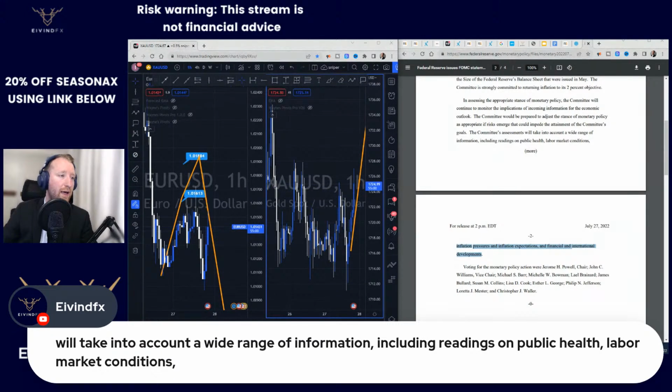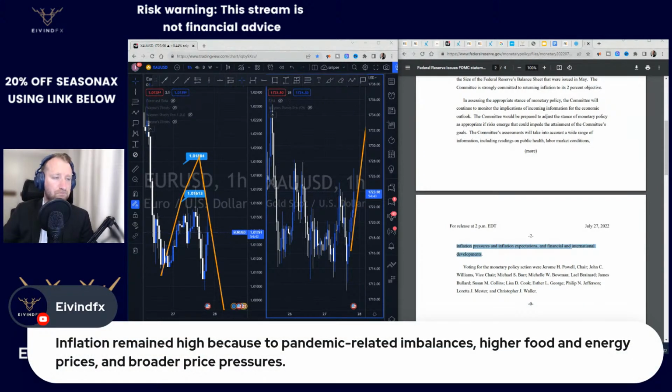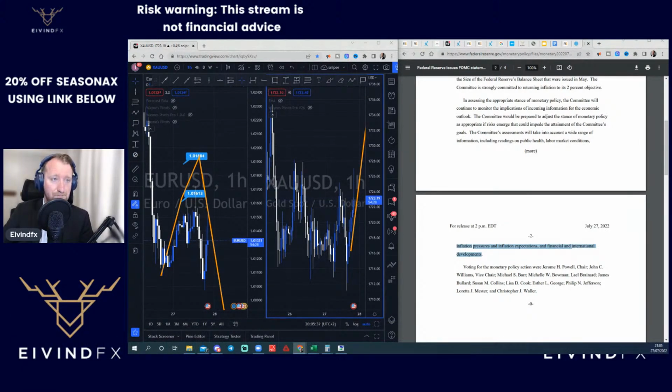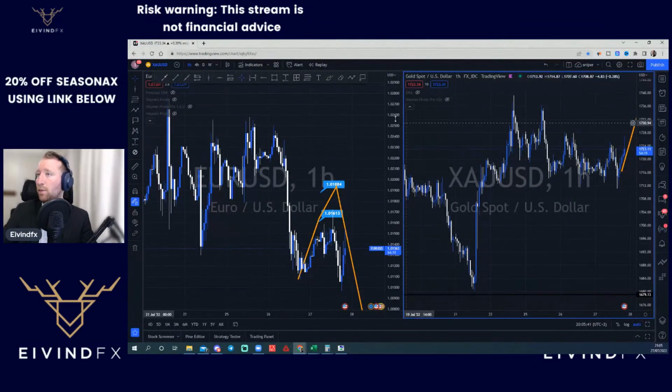Inflation remained high, and it's because of pandemic-related imbalances. Higher food prices is what they have given as reasoning. Do we believe that? Well, I guess we kind of have to anyways, but they have not discussed whatsoever what about recession, economic downturn. They have not mentioned that so far. That is actually worrisome. So we're having a pullback now on euro. We're having a pullback now on gold.